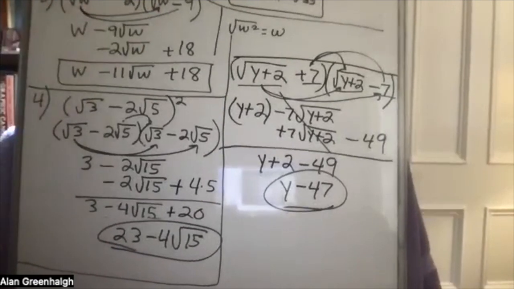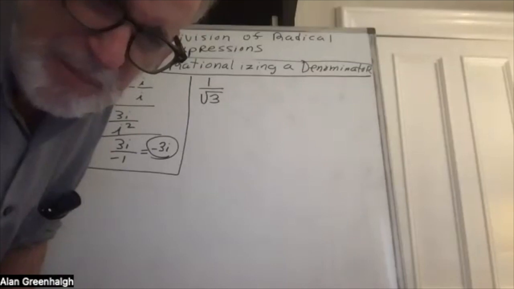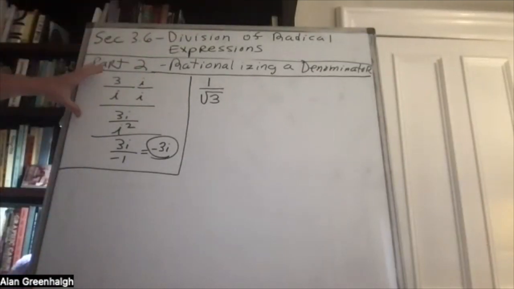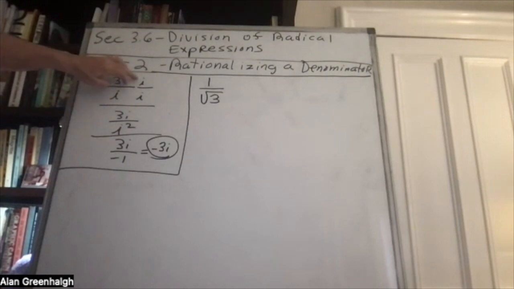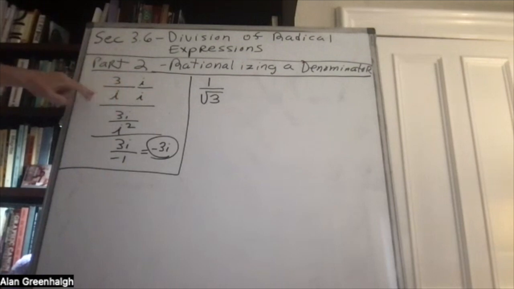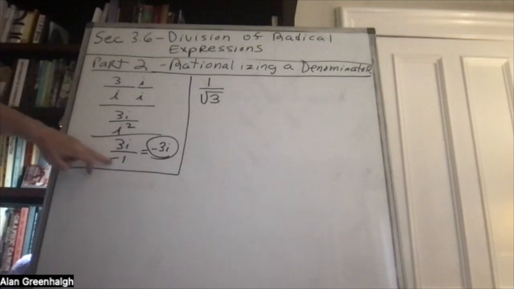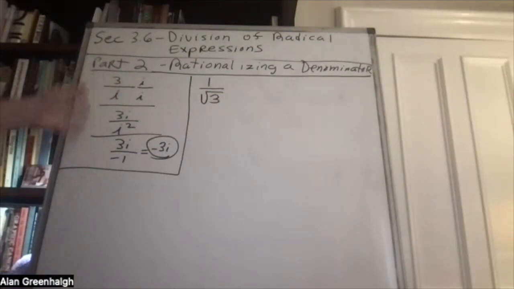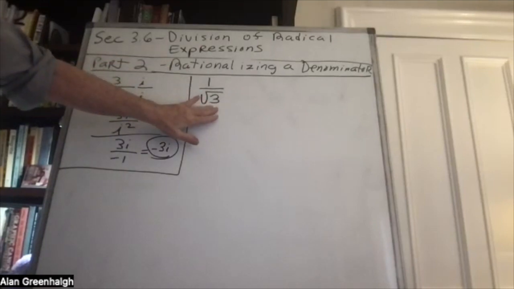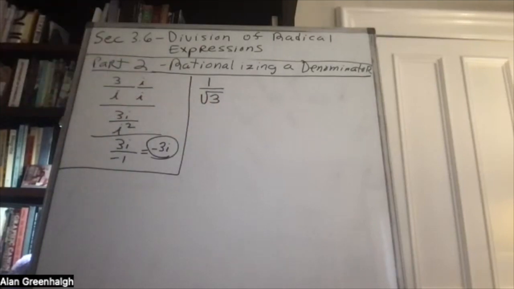Okay, that's it. That's all I want to do on multiplication. So remember when we had 3 over i, and we wanted to get this denominator to be a rational denominator. So we multiplied by i over i, and this became 3i, and this became i squared, and i squared was negative 1. And the answer came out negative 3i. So we did sort of rationalizing a denominator, except not with radicals. And that's what this section is going to focus on.